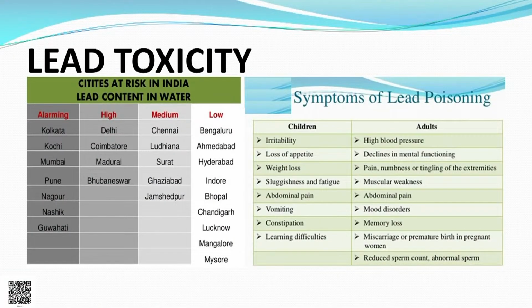There are several Indian cities at risk of lead content found in their water. Cities like Kolkata, Kochi, Mumbai, Pune, and Nagpur are at alarming risk of lead toxicity. Delhi, Coimbatore, and Madurai are at high risk level. Chennai, Ludhiana, and Jamshedpur are at medium risk. Cities like Bangalore and Ahmedabad are at low risk. The next slide covers the symptoms of lead poisoning.